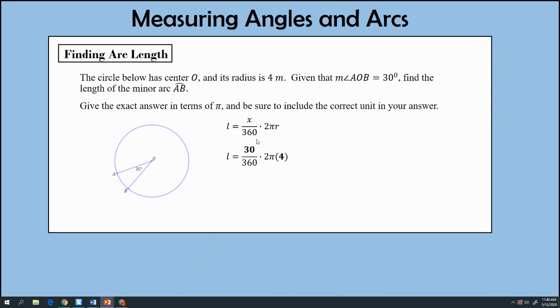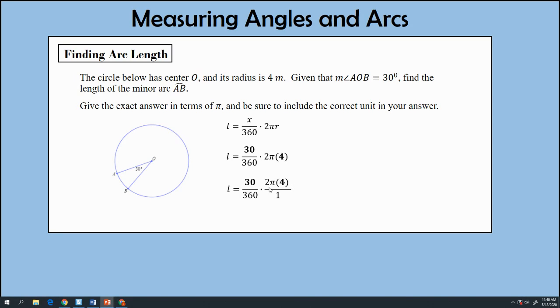Okay, so plug in what you got. Central angle is 30. That goes in place of x. The radius they tell us up here is 4. That goes in place of r. Now, if I'm just doing this and getting a rounded answer, then I would get a calculator out and I would multiply this together, divide by 360, get my answer.